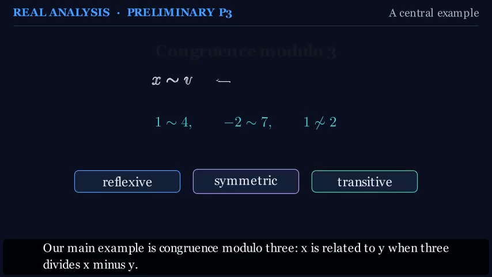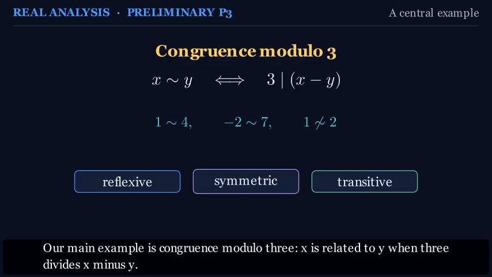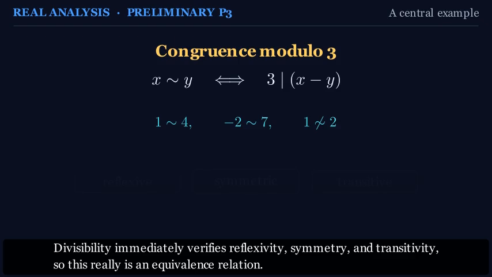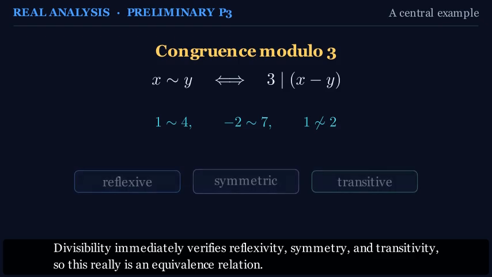Our main example is congruence modulo 3. X is related to Y when 3 divides X minus Y. Thus 1 is related to 4, -2 is related to 7, but 1 is not related to 2. Divisibility immediately verifies reflexivity, symmetry, and transitivity, so this really is an equivalence relation.